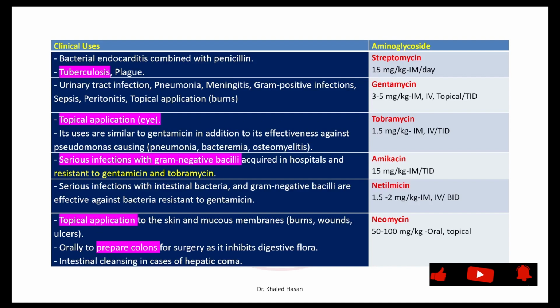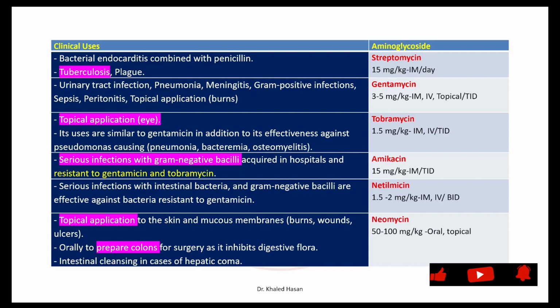Okay, this slide here is considered one of the most important slides in aminoglycosides. It summarizes all the information with the details, and this will be great for clinical practice and clinical rotations, for healthcare providers and medical students.